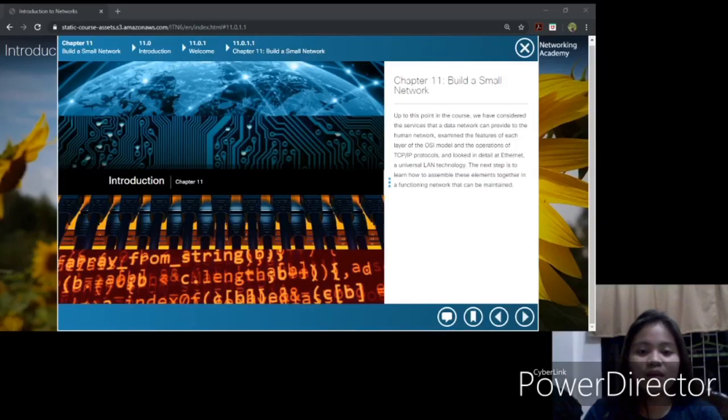Hi guys, I'm Jubel Loria and I'm here to give you the summary of chapter 11, which is build a small network. The human network examines the features of each layer of the OSI model and operation of the TCP/IP protocols. The next step is to learn how to assemble these elements together in a functioning network that can be maintained.